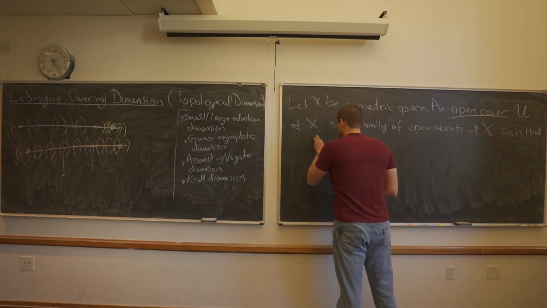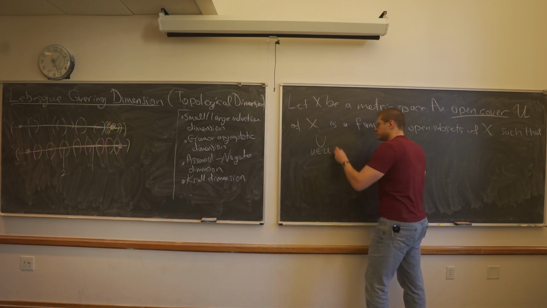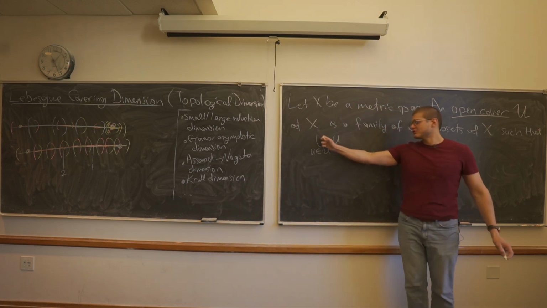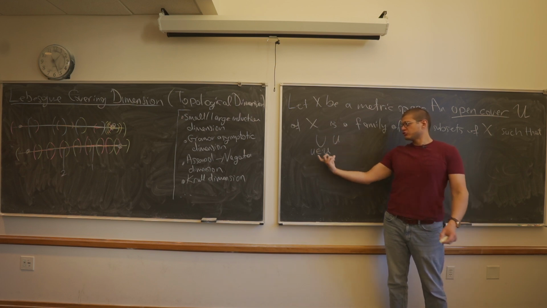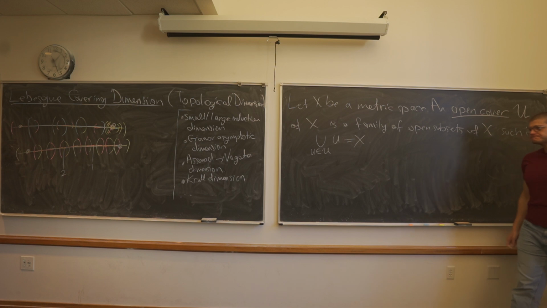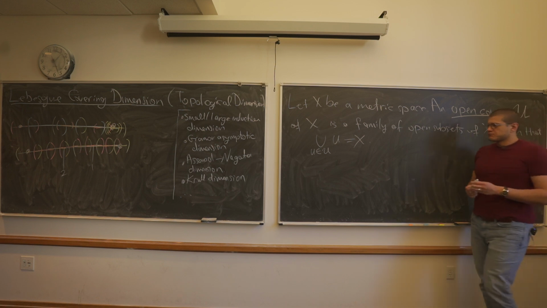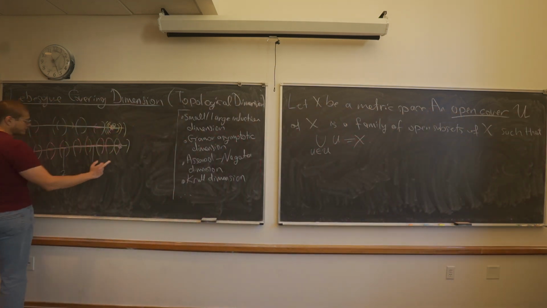So one way to write this is like this. The union over U in curly U, so the union of all elements, all sets inside the curly U, I'm taking it. This is now a subset in general, but I want it to be equal to X. That's the definition of an open cover. Any questions about this?